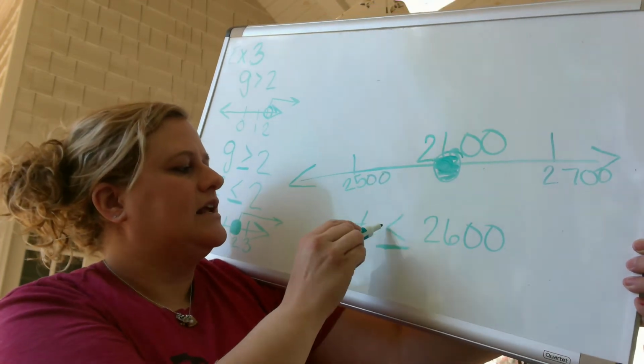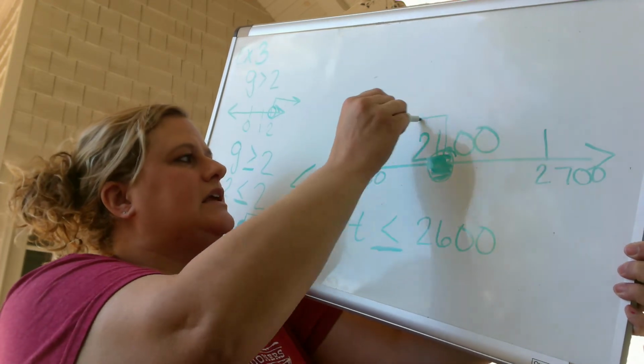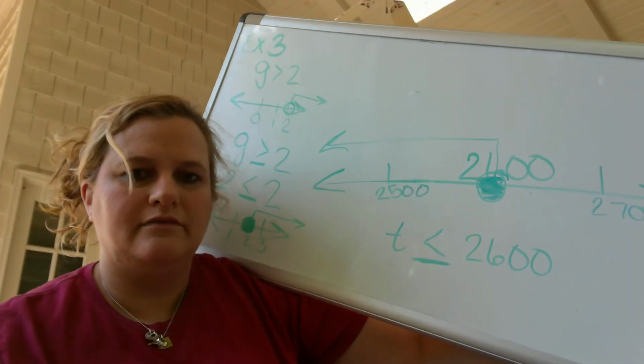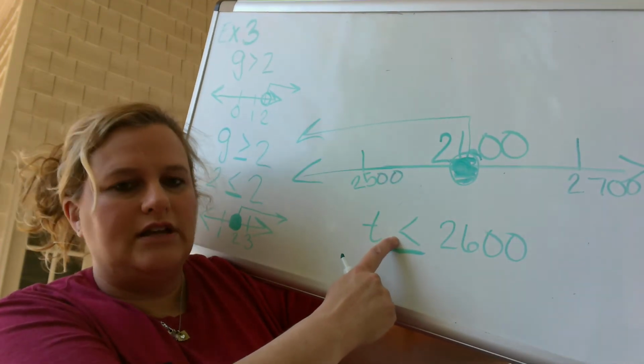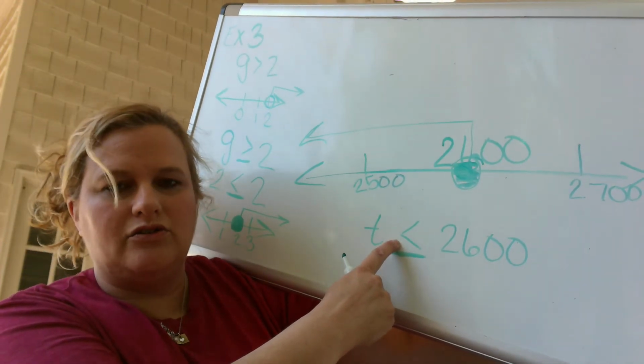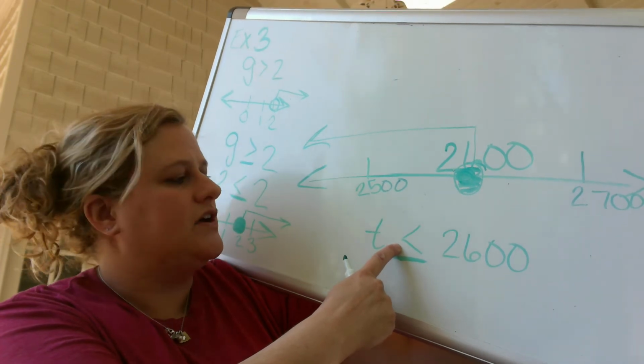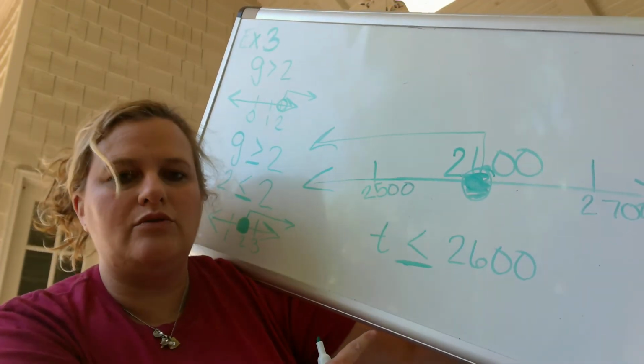it's less than. So this tells me less than. That's it. The point on your greater than or less than is very helpful in telling you which way your arrow should go.